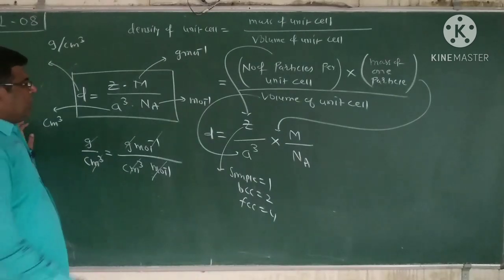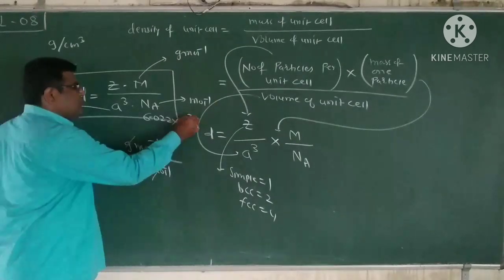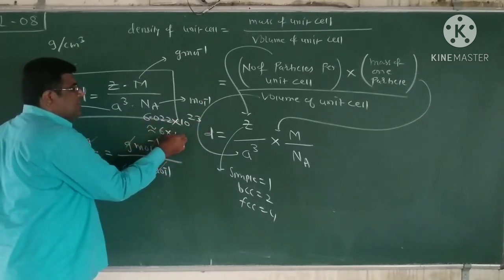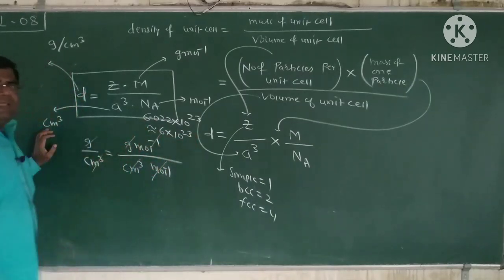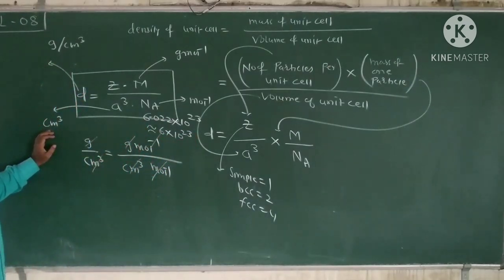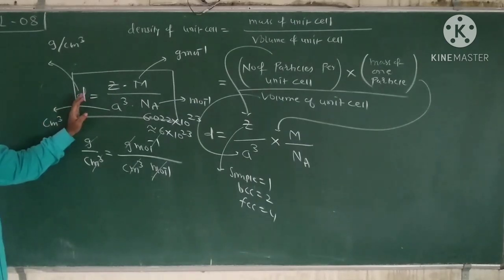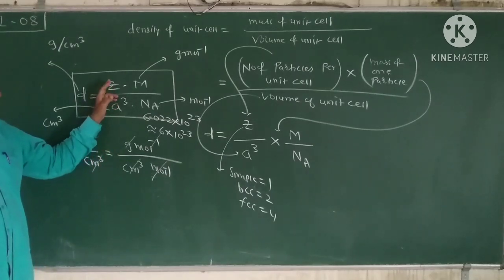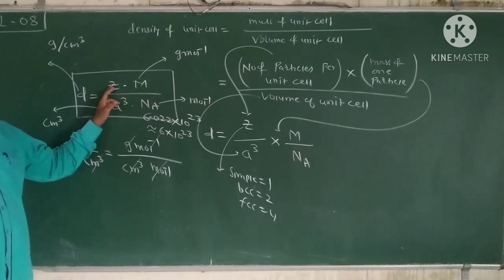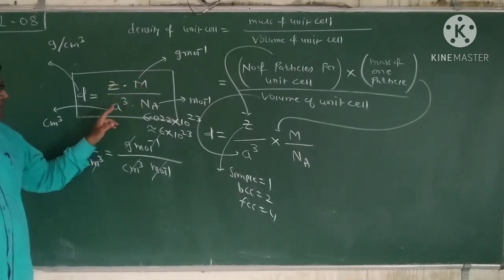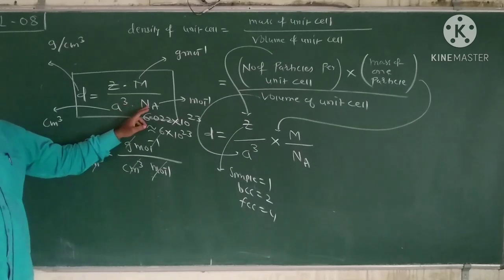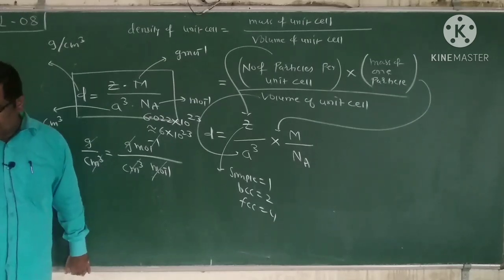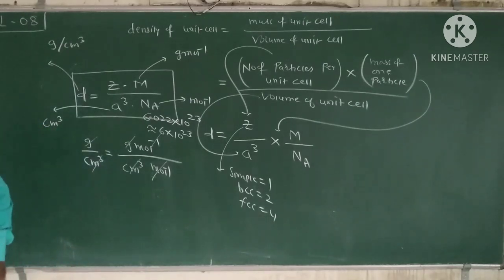We know the value of Avogadro number, 6.023. But for MCQs, we can take it as 6 into 10 raised to 23 because calculations we need to do at a higher speed. So this is a very important formula. We have to use it, and this Z equals the number of atoms per unit cell. We have to read the question carefully, then use this value. Atomic mass will be given, edge length will be given, Avogadro number will be given. We have to calculate the density of the unit cell. So this is one important calculation we need to do.